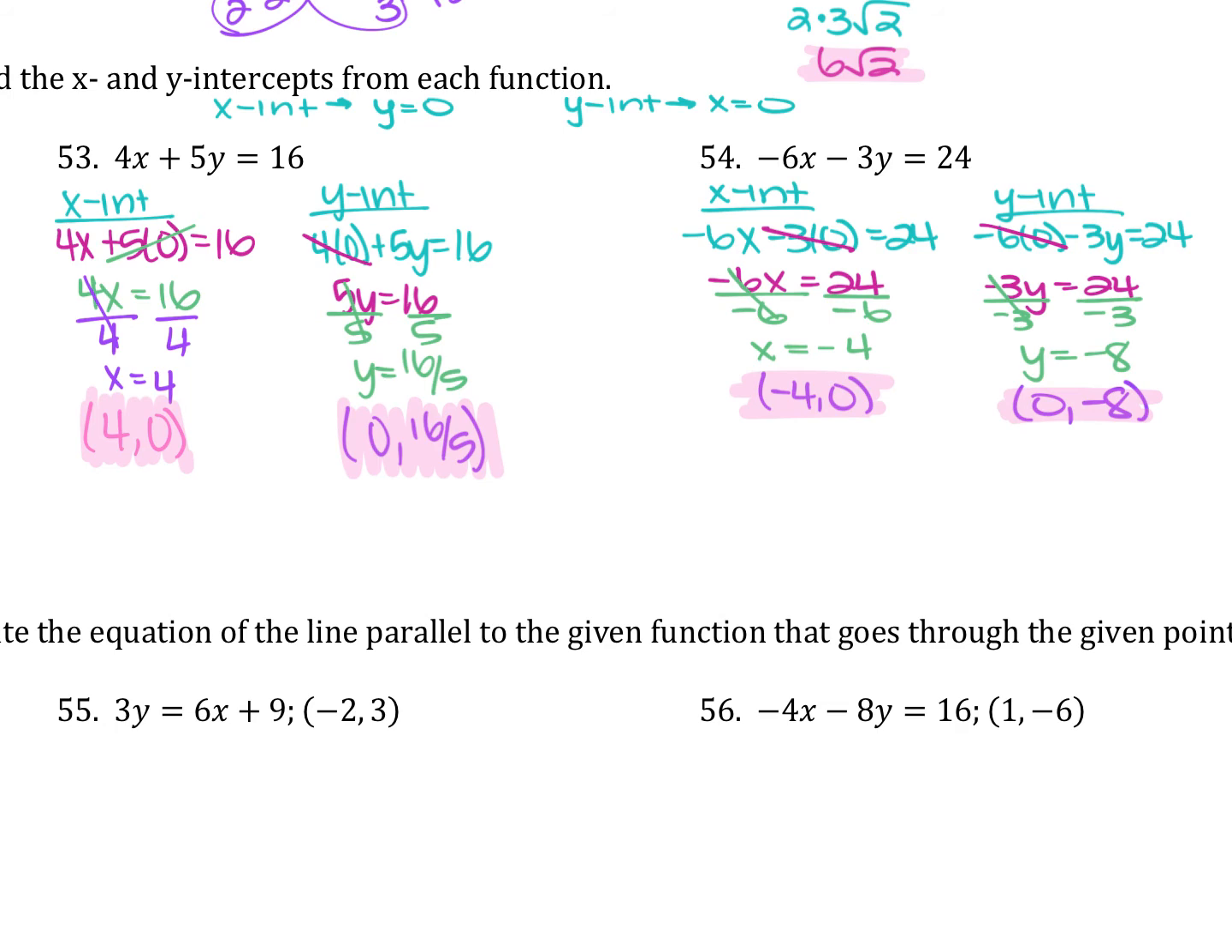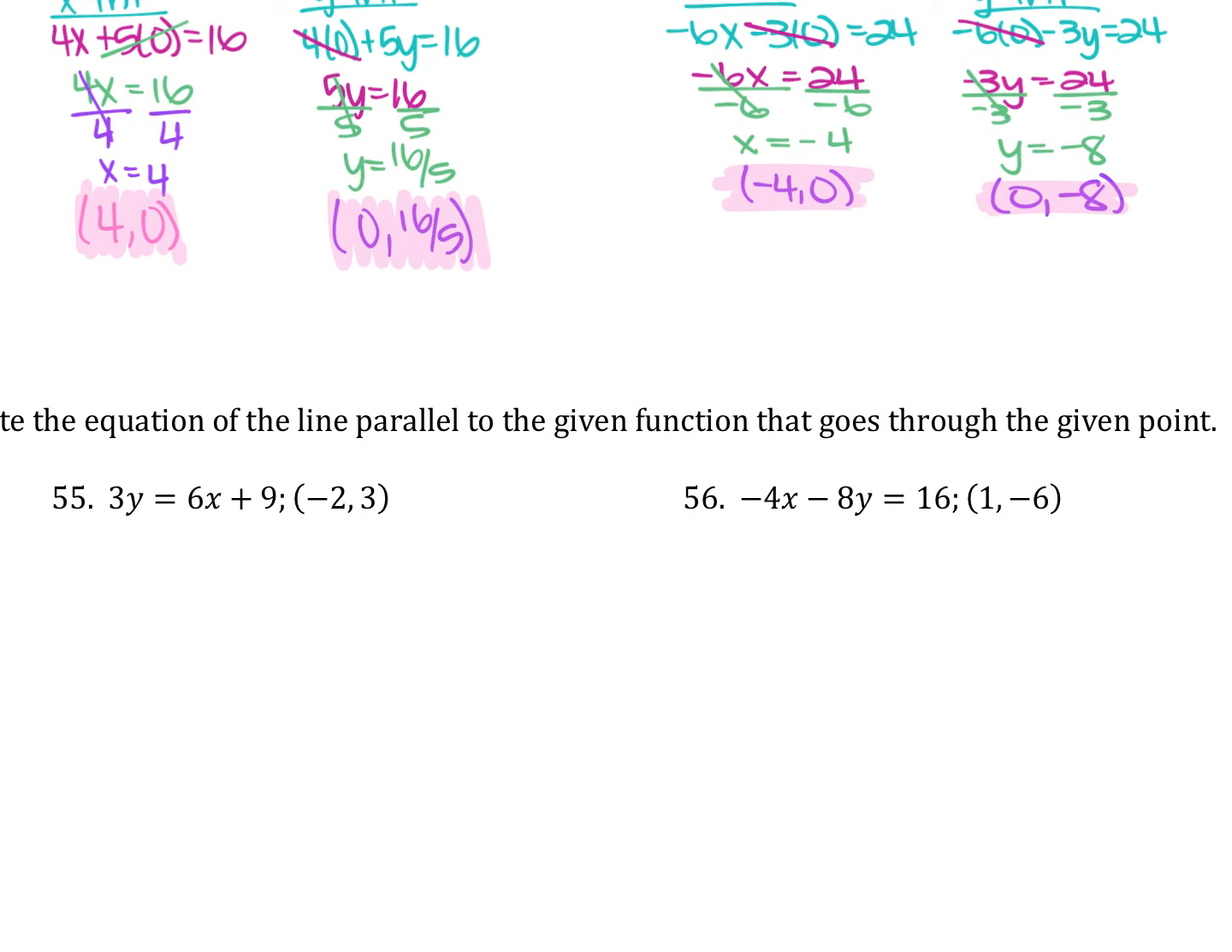For 55 and 56, you are finding the equation of the line that's parallel to the given function with the given ordered pair. For 55, you're given 3y is equal to 6x plus 9 with the ordered pair (-2, 3). Parallel lines have slopes that are the same. So if we find the slope from this, we're going to just divide each side by the 3 to put this in slope-intercept form. So it's y is equal to 2x plus 3. Your slope of your parallel line is 2.